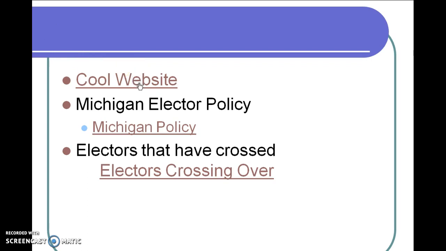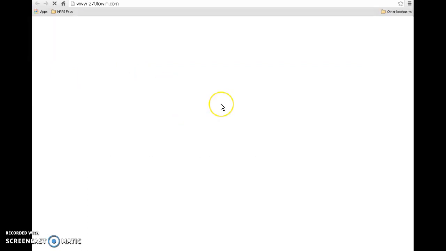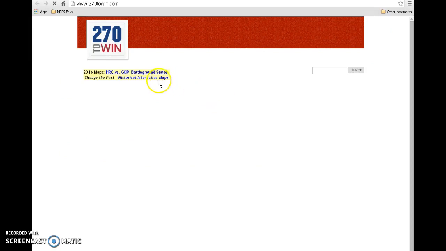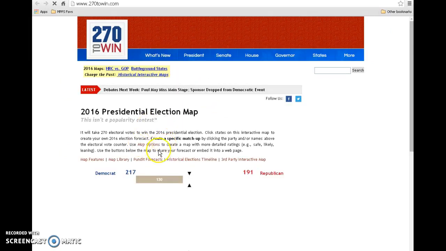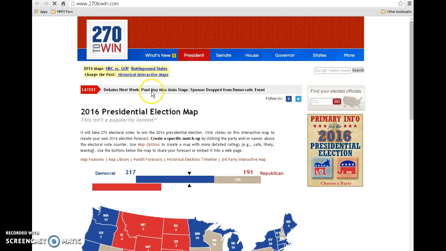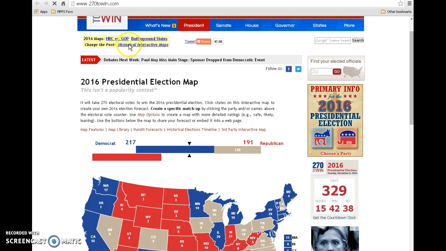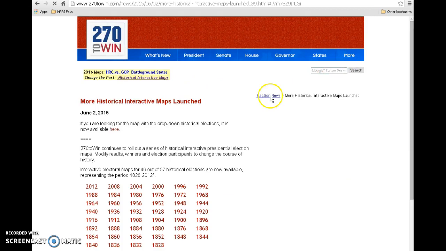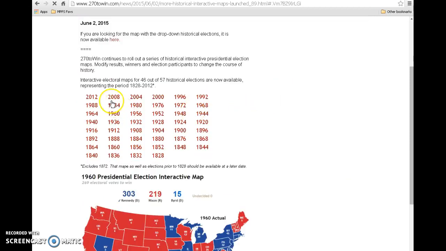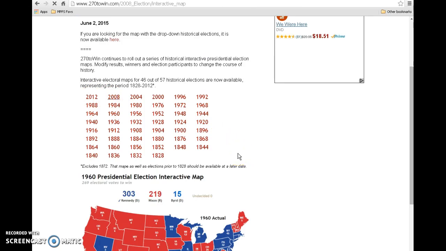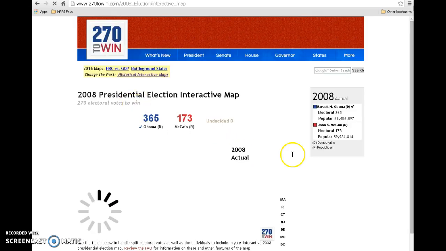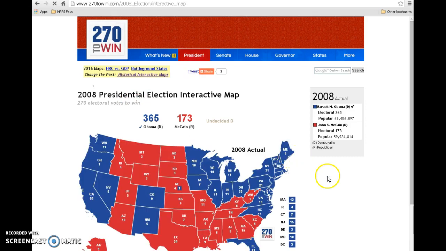Hopefully, this website will work real quick. They have changed it, which makes me sad. This is a really cool website that you will be assigned to work with. I want to go right here to the historical interactive map because I think it's really interesting. You can look at the Electoral College outcome throughout history, assuming it will go. So here are the election results. Notice Michigan has 17 electoral votes here.